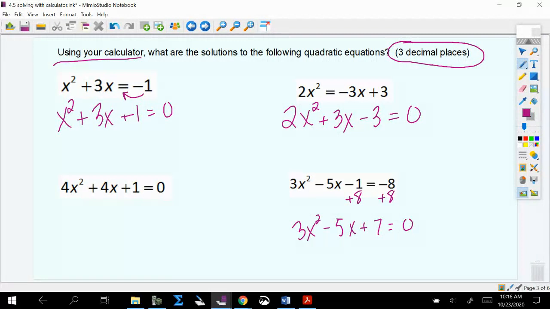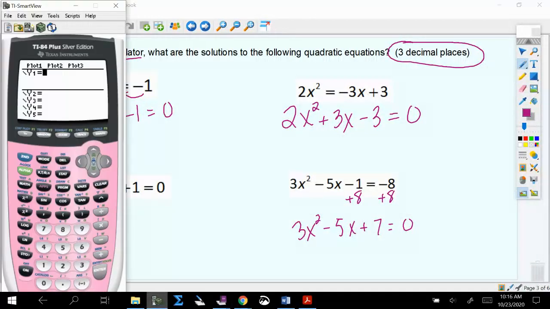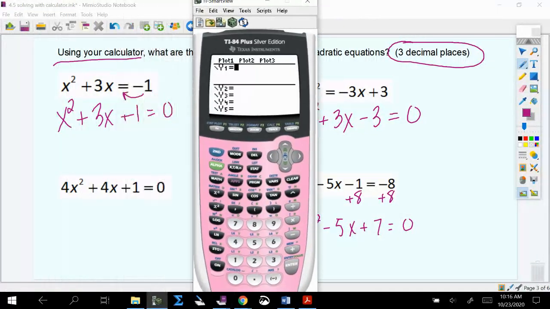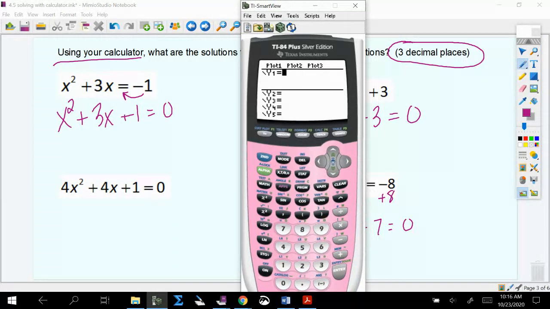So then you're going to graph it on your calculator. You're going to go to your y equals. So I'm going to pull up my calculator. Let me move this calculator over a little bit so you can see the first one. So in your y equals, you're going to type in x squared plus 3x plus 1. I forgot to hit the plus sign. You want to make sure you do type it in correctly because really there's no work going on.